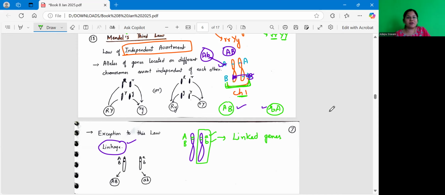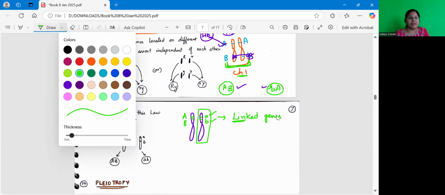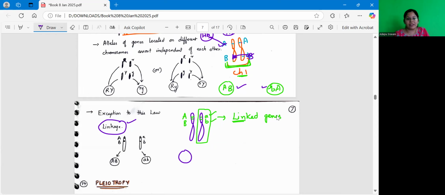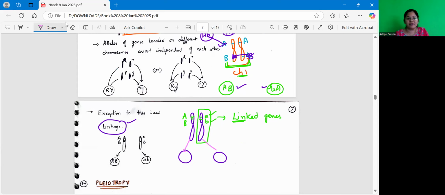Why are they linked genes? Because they are very close to each other. In a chromosome, if two genes are very close to each other, we call them linked genes. And whenever they are forming the gametes, when these chromosomes are getting segregated, as I've told, in the law of segregation chromosomes will get segregated, isn't it? Now this chromosome will go here and this will go here. So in this gamete, both small a and small b will come, and in this gamete, capital A and capital B will come, always, because both of them are very, very tightly or closely packed with each other.